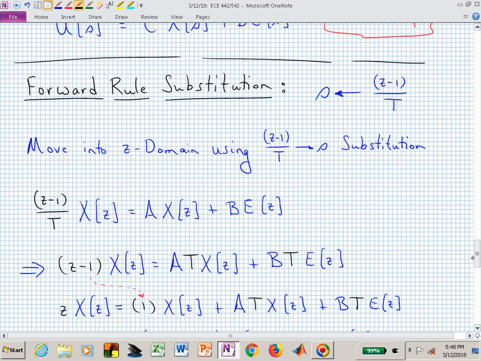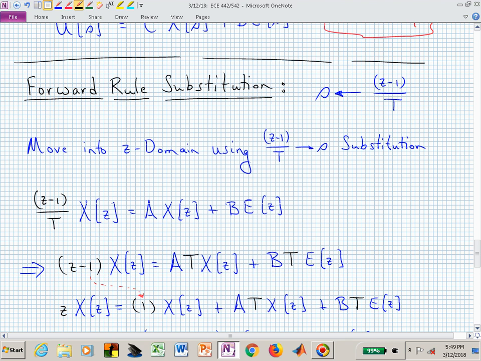Now let's move one of those capital X of z's to the right, or add capital X of z to both sides of that equation. Here I had z times capital X of z minus capital X of z. I can move that to the other side by adding X of z to both sides. And that's all I've done. And I've tried to illustrate that with this dashed red arrow.